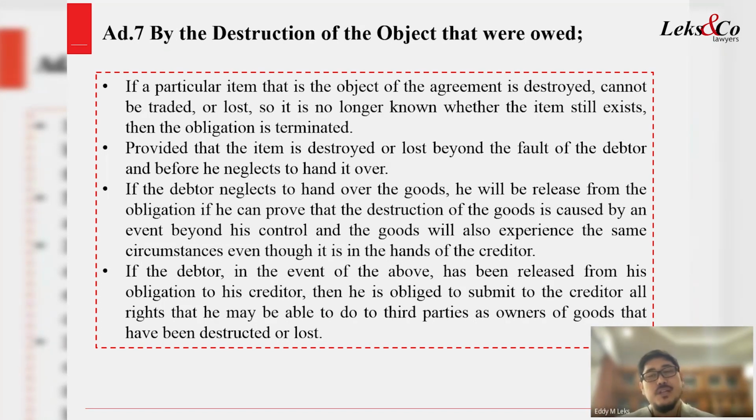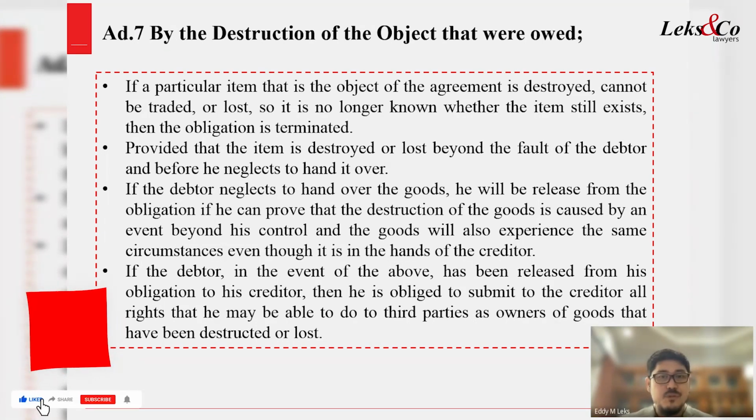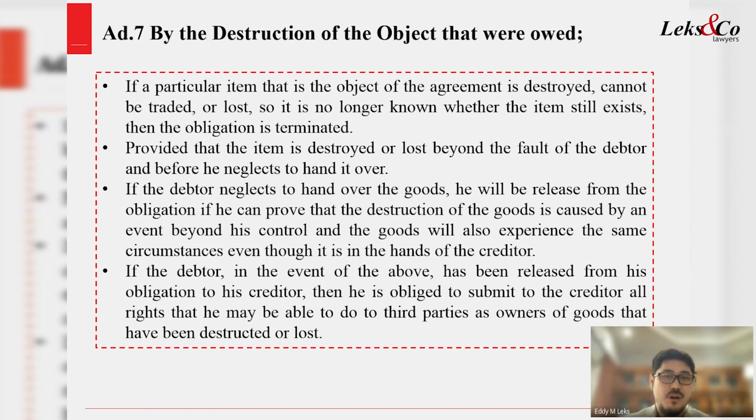Of course, it is on condition that the item is destroyed or lost beyond the fault of the debtor and before he neglects to hand it over. If the debtor neglects to hand over the goods, he will be released from the obligation if he can prove that the destruction of the goods is caused by an event beyond his control. And the goods will also experience the same circumstances even though it is in the hands of the creditor.